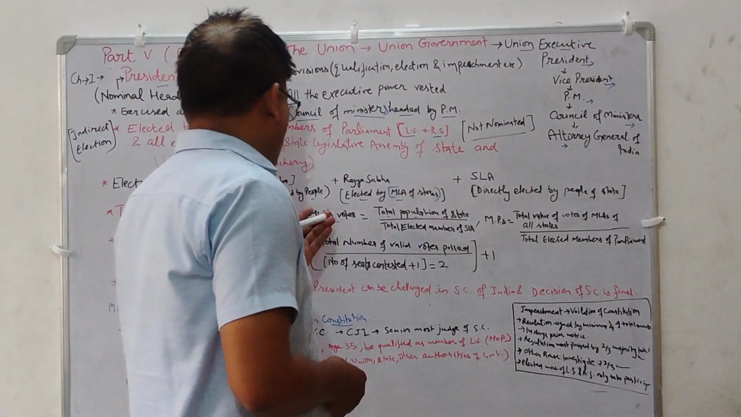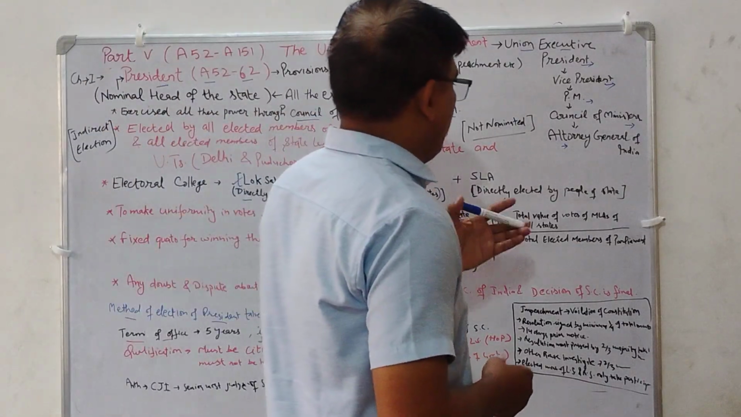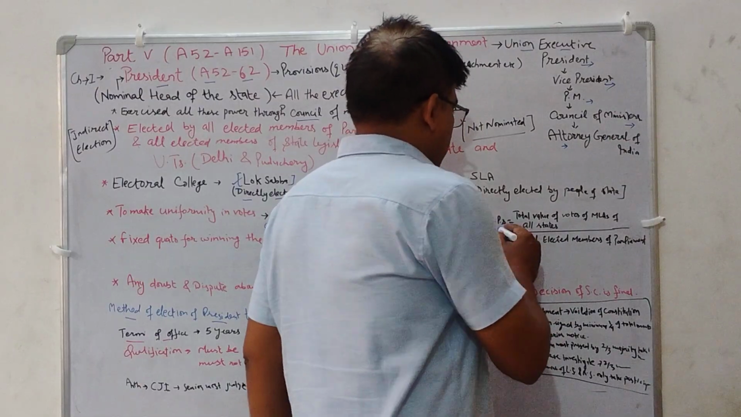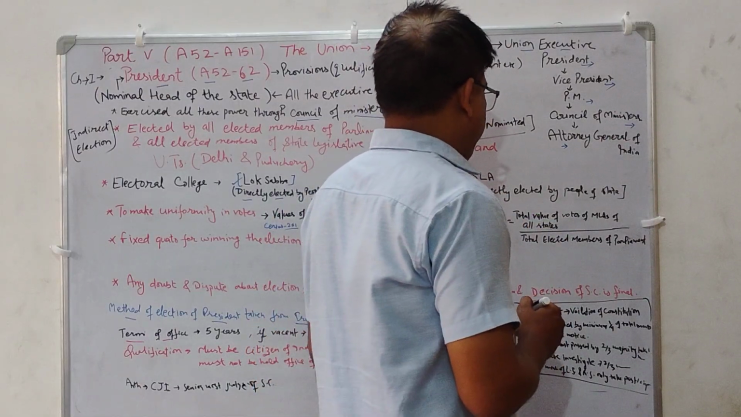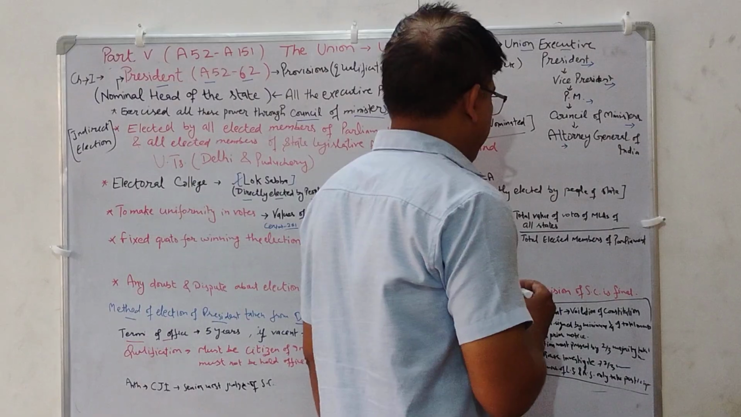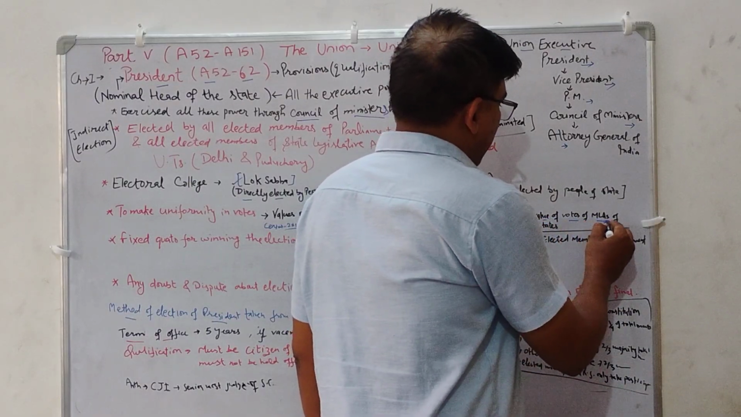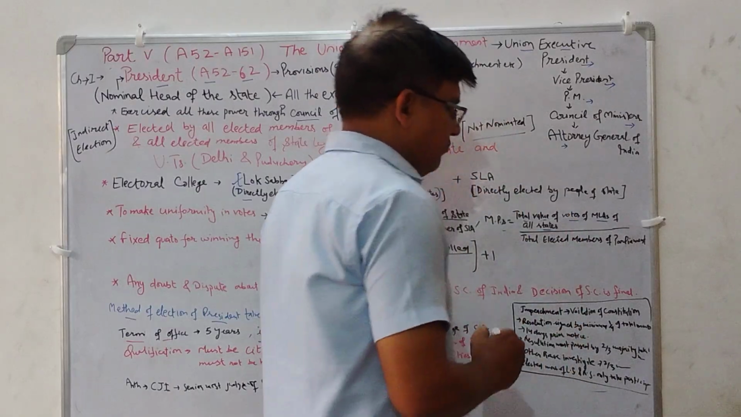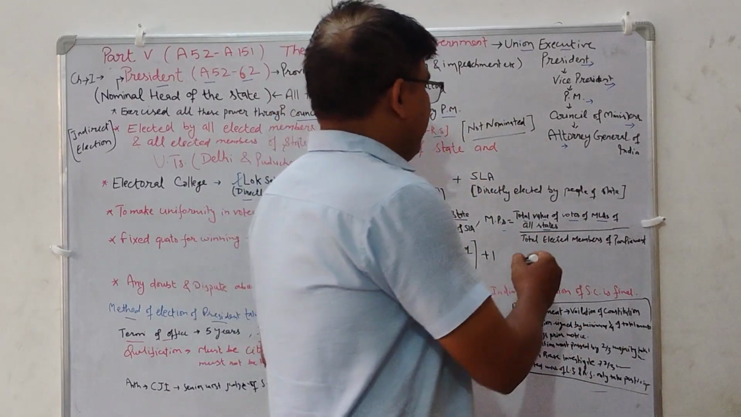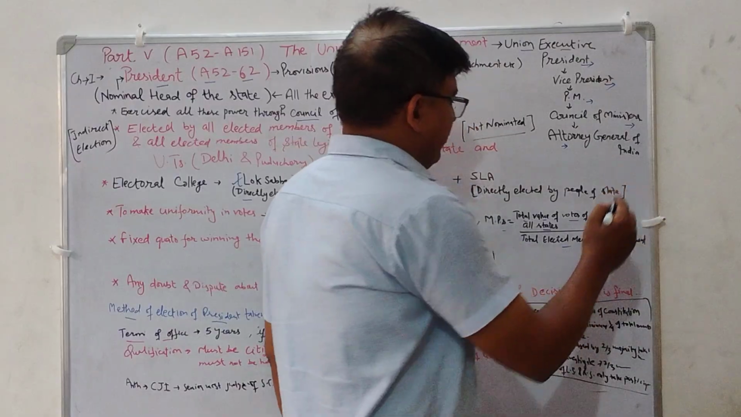Similarly for the value of the votes of MPs. To make uniformity in the votes of MPs, we take the total value of the votes of the MLAs of the states, then divide it by the total elected members of Parliament.